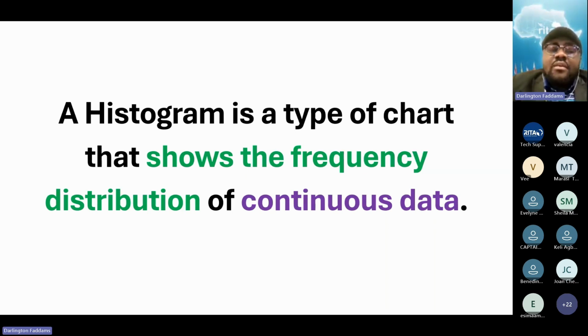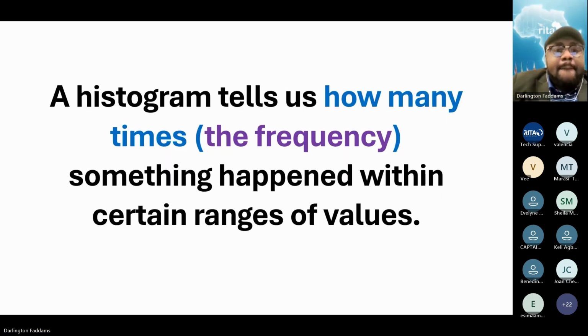So we talk about continuous data when we are looking for the range from A to B. And we can know the frequency. So between A and B, we got 3 times or 4 times. So we are looking for the frequency. Please type frequency in the chat for me. This is very, very important. Thank you. So a histogram tells us how many times, or what is technically called the frequency, something happened within certain ranges of values. All right, so this is when you use histogram.